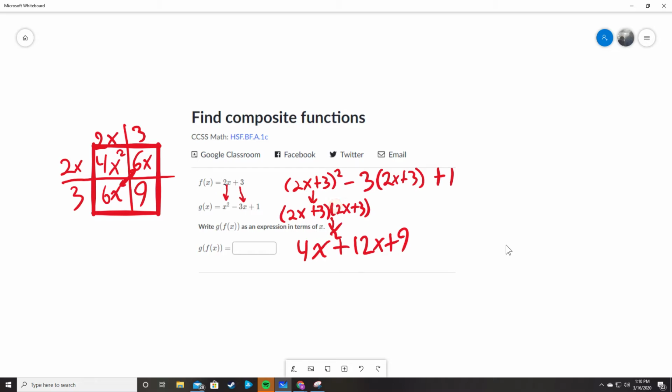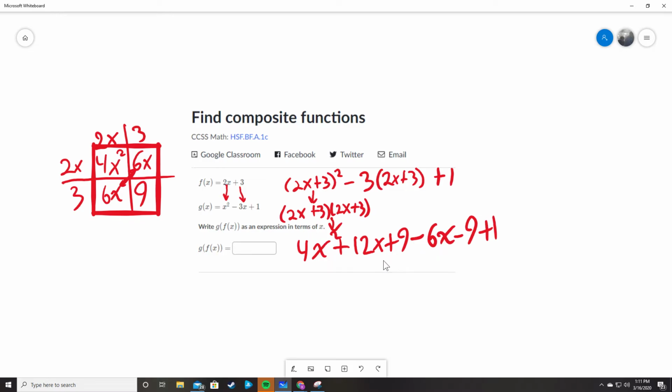Now let's deal with the next one. So I know that I'm multiplying negative 3 times 2x plus 3. So negative 3 times 2x is 6x, so a minus 6x. And then negative 3 times 3 is a negative 9. And then we got plus 1. So right here, this is what we all got before we combine like terms.